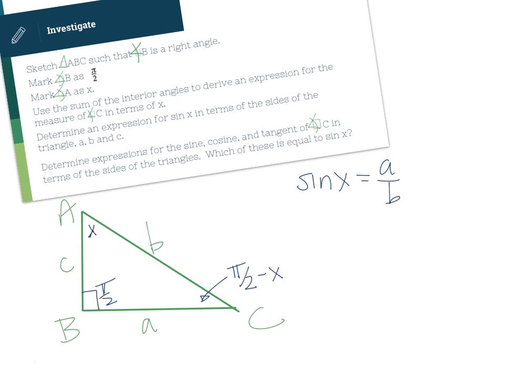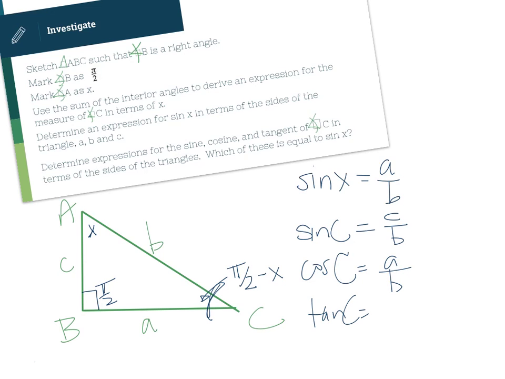Now I need to find expressions for sine, cosine, and tangent of angle C, so this angle here, and then see if any of them are equal to sine x, which is a over b. So looking at angle C, sine of C is equal to, across from angle C is little c over the hypotenuse b. Cos of C equals adjacent, so a over the hypotenuse b, and then tan of C is equal to opposite, which is c over little a.